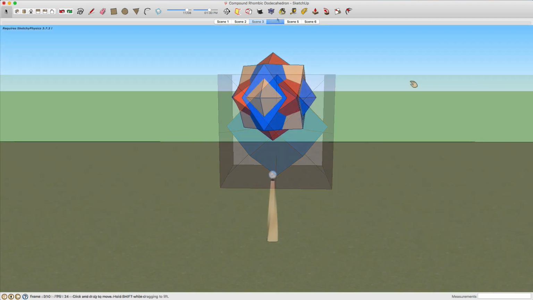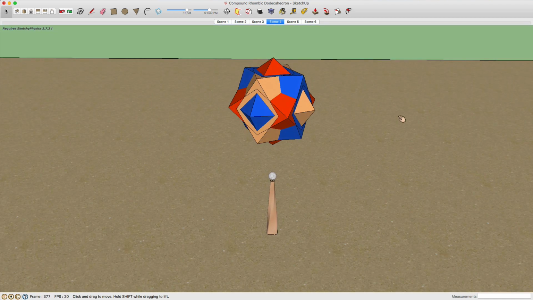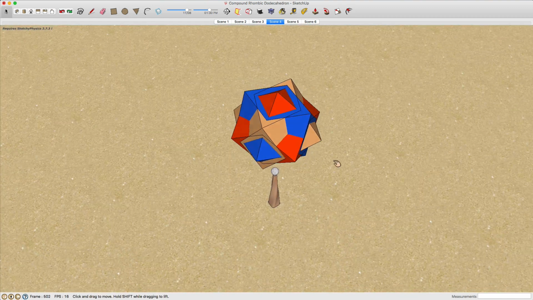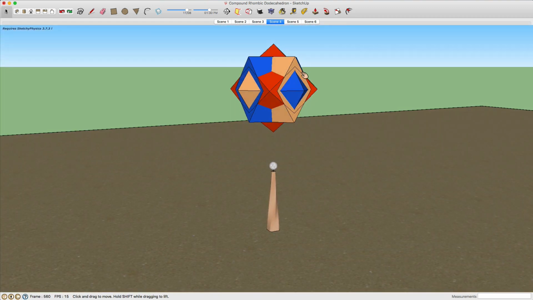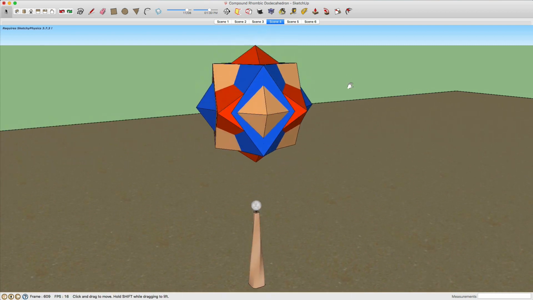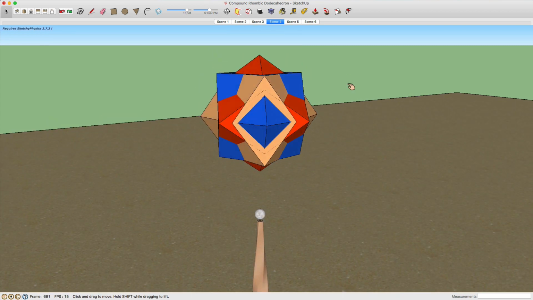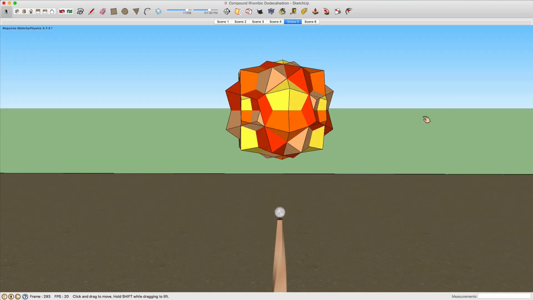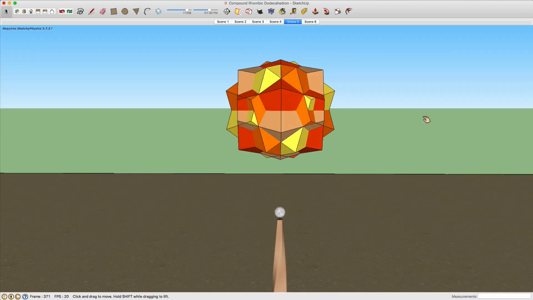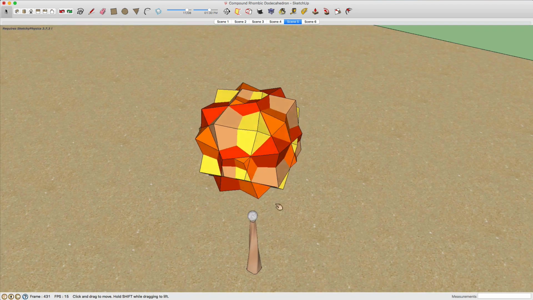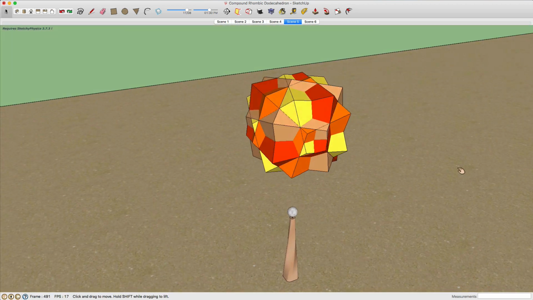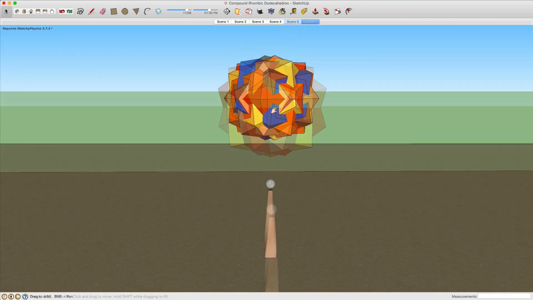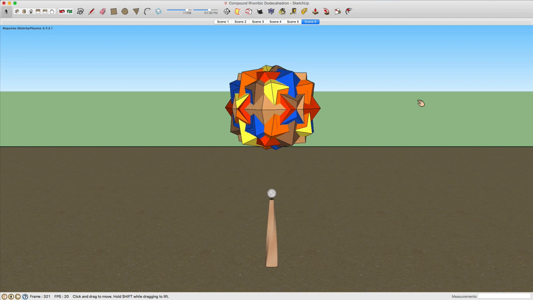Here are the compound forms, the 4-fold, the threefold, and the twofold compound of 6 rhombic dodecahedra.